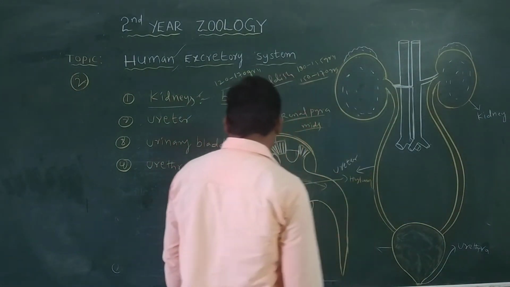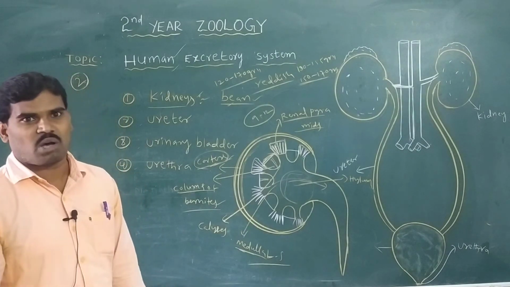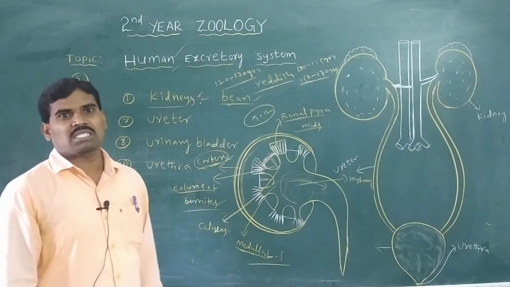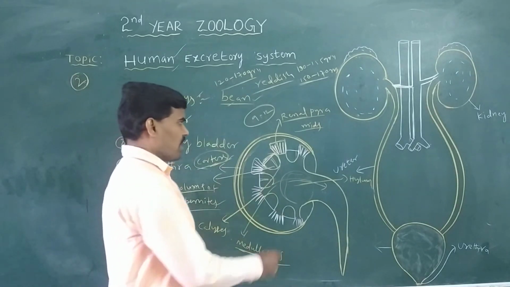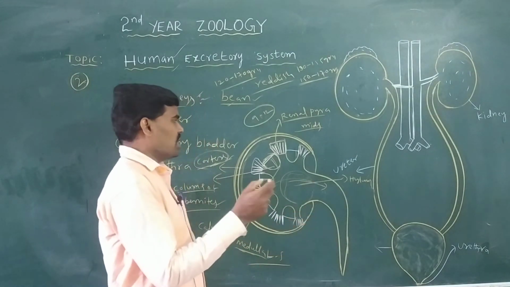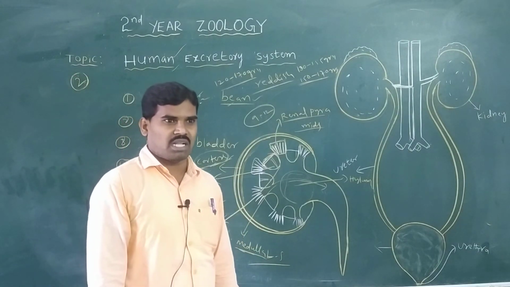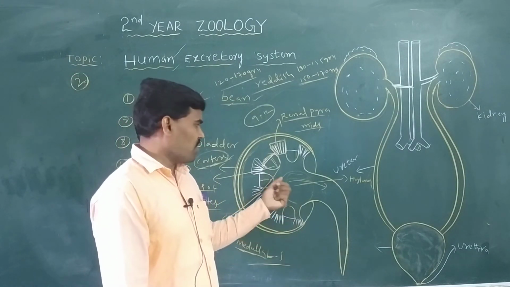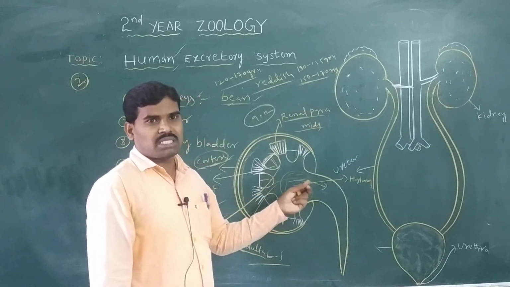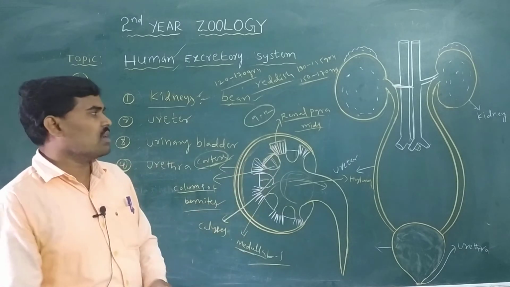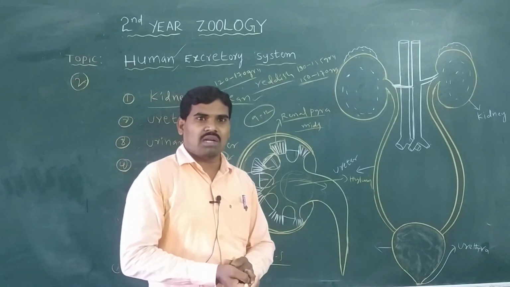Each kidney has millions of nephrons. Each nephron is about 3 centimeters long. The nephrons filter the nitrogenous waste materials. All the nephrons open into the Bellini duct, and the Bellini ducts unite to form the large Bellini ducts.